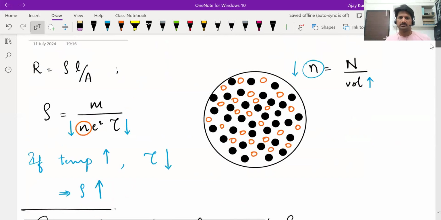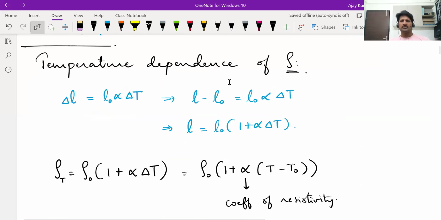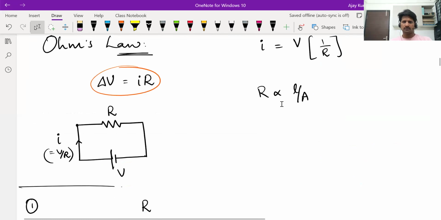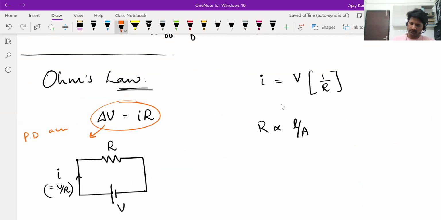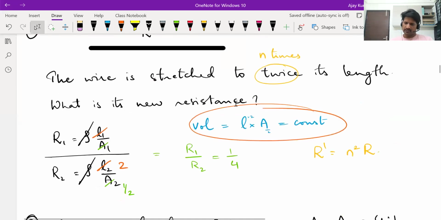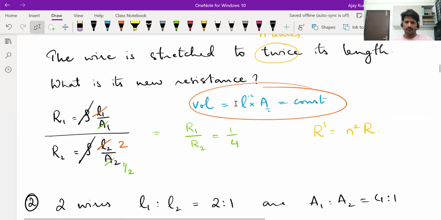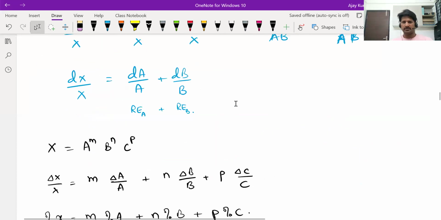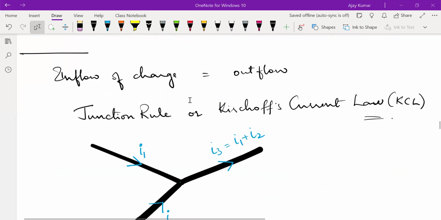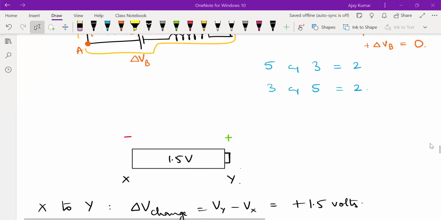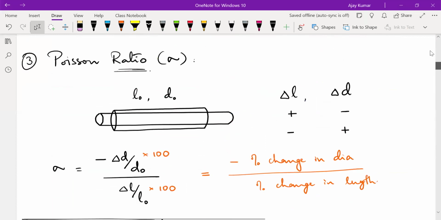Let's quickly go through what we discussed in today's class. First, we talked about temperature dependence of resistivity. Then Ohm's law, just the formula and what delta V means. When applying Ohm's law, as I said, delta V is the potential difference across the resistance R, not somewhere else. Then we discussed how resistance depends on length and solved some problems based on it. We included Poisson ratio in those problems. And after that, KCL, KVL, and applications, like how to write the KVL equation that we have seen.